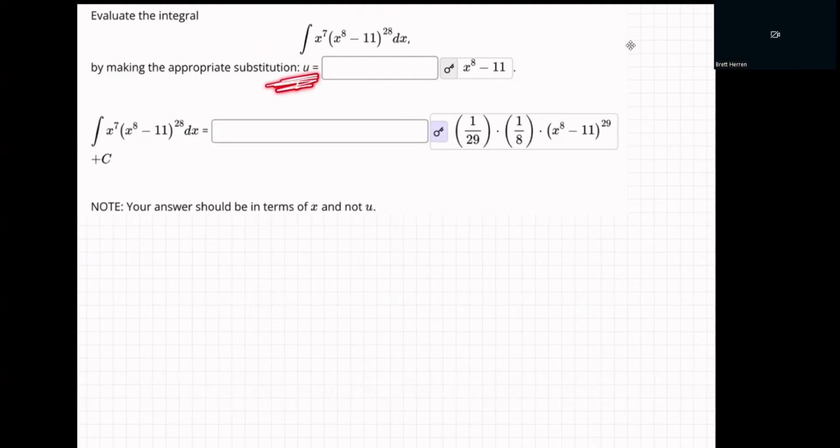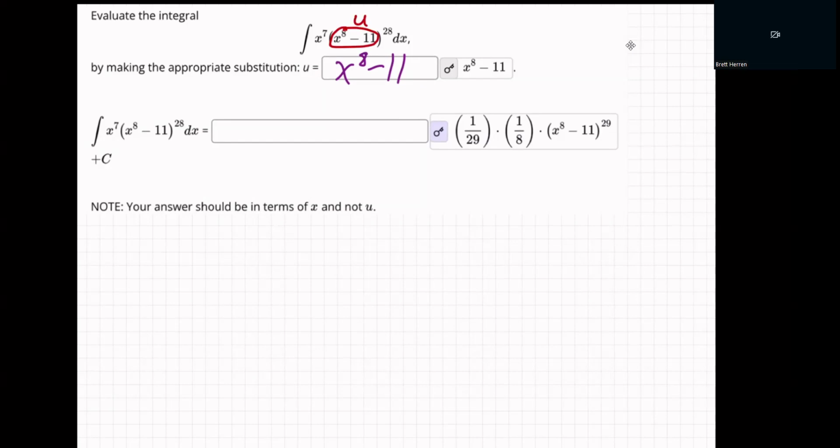This time they're not giving us the u, they're asking us for it. So what is it? Well, it's going to be that inside. You almost always let u be the inside, especially when that's one power higher than the outside. So x to the eighth minus 11, this whole inside right here, that's going to be u.